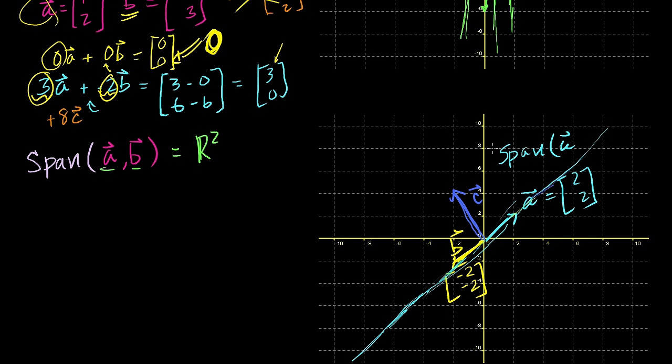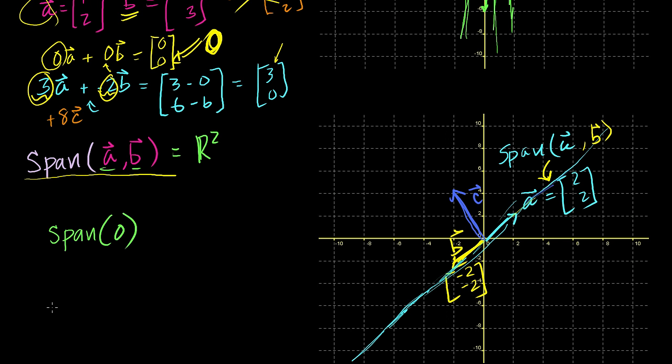For this blue a and this yellow b, the span here is just this line. It's not all of R2. So this isn't just some kind of statement you might have; I first did it with that example. It's like, oh, can any two vectors represent anything in R2? Well, no. I just showed you two vectors that can't represent that.